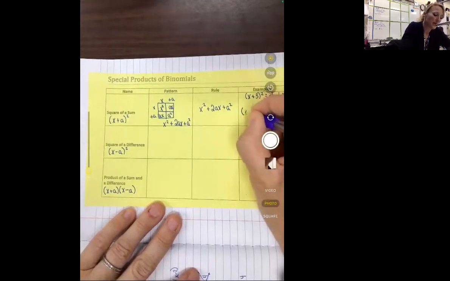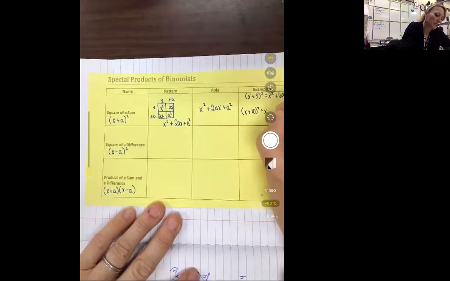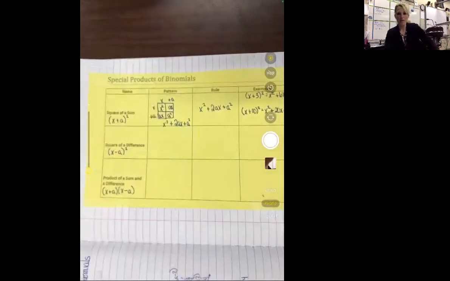So if I did (x + 10)², I would have x squared plus 2 times 10, which is 20, and then throw an x at the end, and then plus the last number squared, so 100. And it works like that every time.